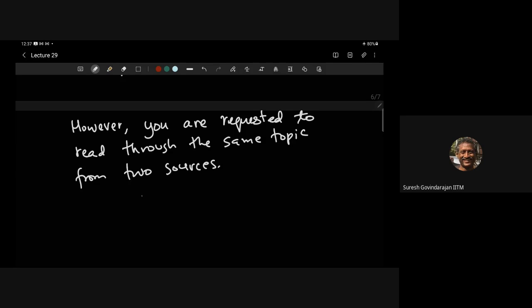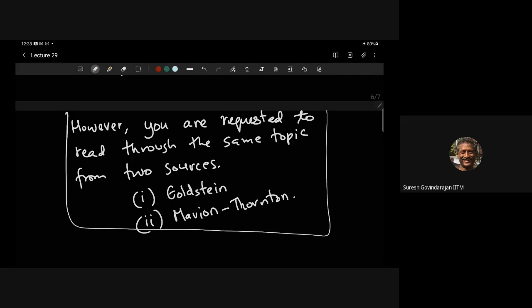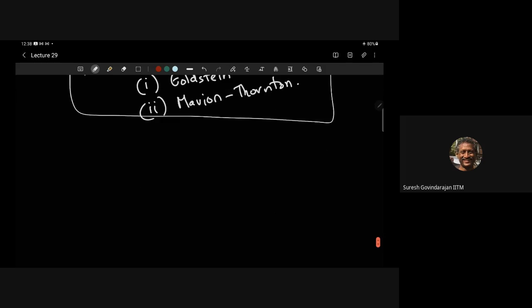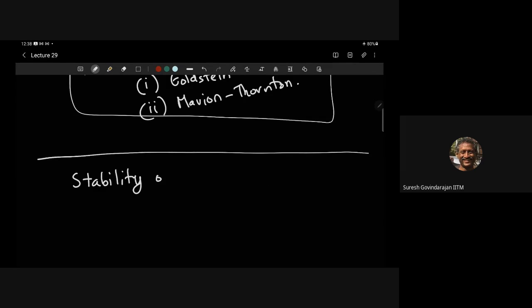First one is, of course, Goldstein. Second one is also interesting, it's Marion and Thornton. They don't do exact same things, but please do this. So I just want to spend the next 10 minutes discussing a slightly different topic, which is the stability of the motion of a rigid body.